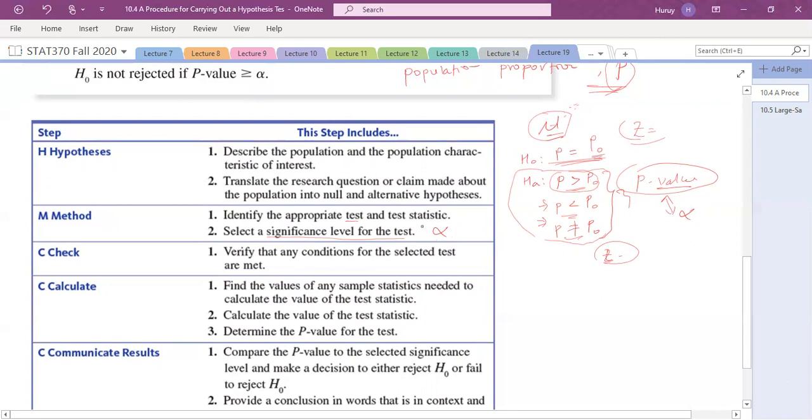So you pick alpha in advance, and then you follow the other steps, and at the end you compare this alpha with the p-value, and this p-value will come at the end. We don't know this p-value at this stage, but we select our alpha, and then we follow all the steps. At the end, we get the p-value, and then we compare it with this alpha.